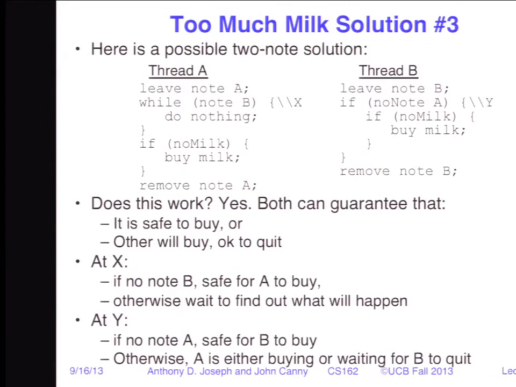So the question is, how do we guarantee we're not going to get stuck in this while loop here? Eventually, the timer interrupt is going to go off, and we're going to lose our time slice, and we're going to context switch back to B. And then B will run to completion. Either if B was already buying milk, it'll buy milk and return. Or if it's now just entering and noticing that there's a note from A, then it'll do nothing, and it'll exit. And then we'll context switch back.